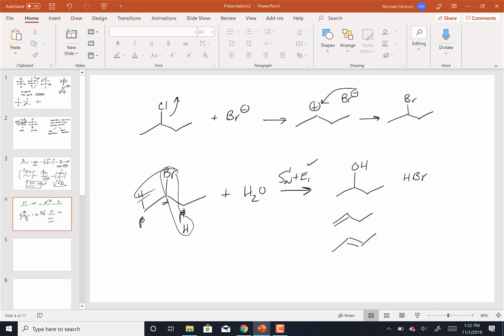Of those two, which one would be the major one? Top or bottom? Or same? Bottom? So then you would just either circle that, or you would say that's the major product. And it's the major product because it's the most substituted, which is the most stable. E1 always gives me the most stable product, which is the most substituted one.